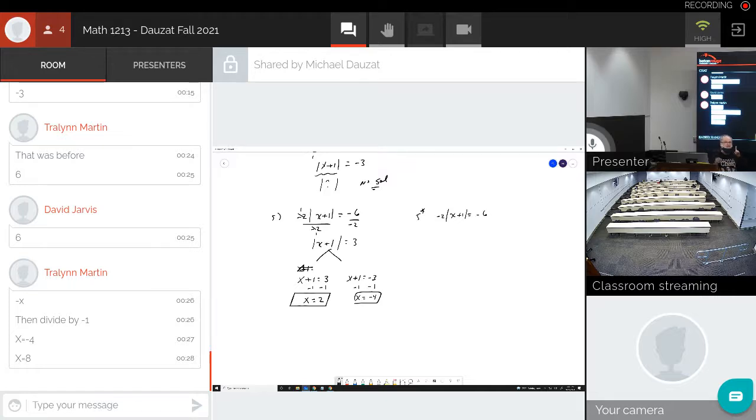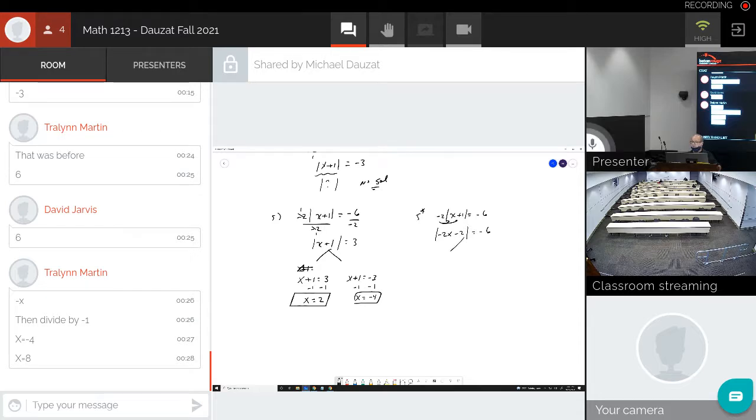Okay, so listen carefully. You remember in one of the examples, we went ahead and we distributed? Remember that? The previous one? Let's see what happens if I distribute the negative 2. I get the absolute value of, what's negative 2 times x? Negative 2x. What's negative 2 times 1? Negative 2, right? Equal negative 6.